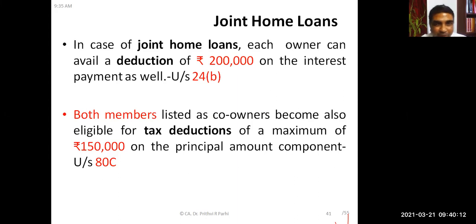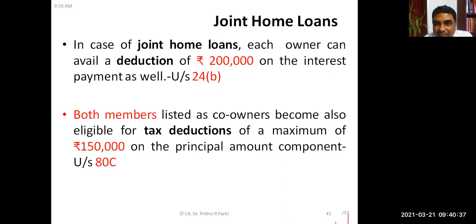Now, one typical point. In case of joint home loans, many times you can find home loans are jointly taken. Two people are taking a home loan jointly. Maybe they are spouses, husband and wife, maybe two brothers. In case of joint home loan, each owner can avail deduction up to 2 lakh rupees on interest payment.